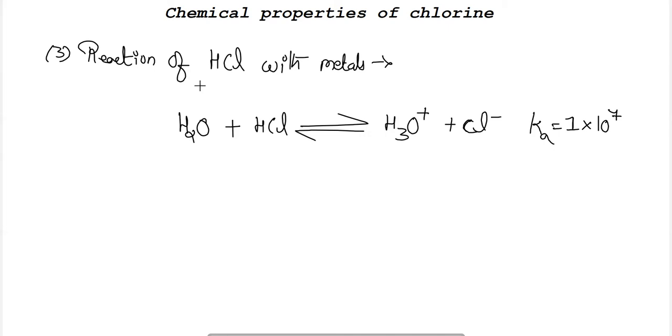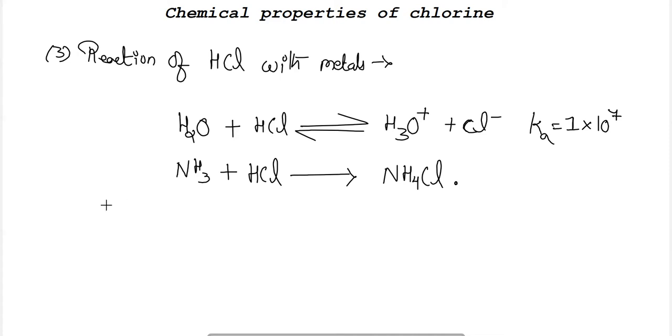Now, when ammonia is reacted with HCl, ammonia has basic nature and HCl has acidic nature. So it will produce ammonium chloride, which is a salt. Okay, so a neutralization reaction will be seen, and it shows that HCl has acidic property.